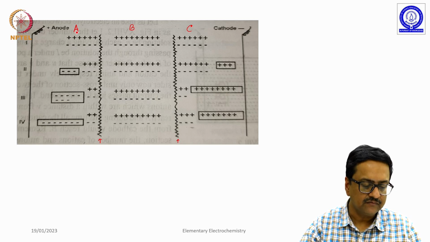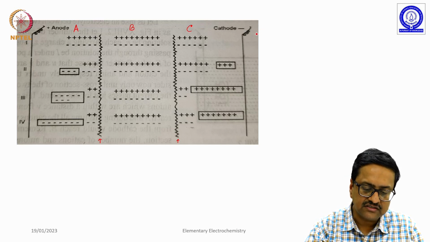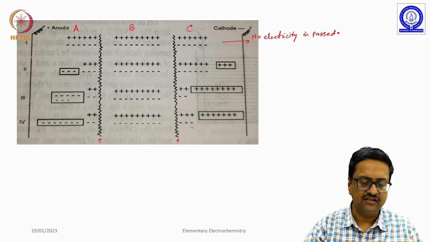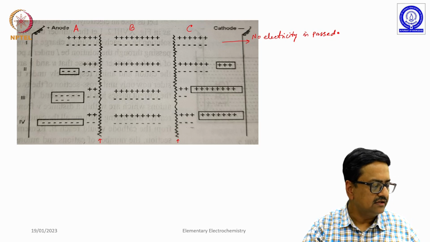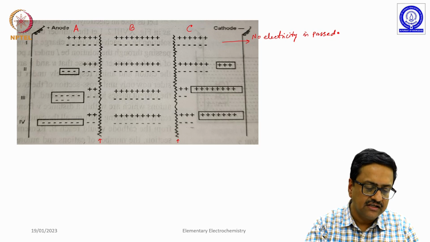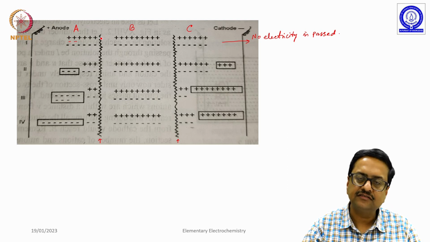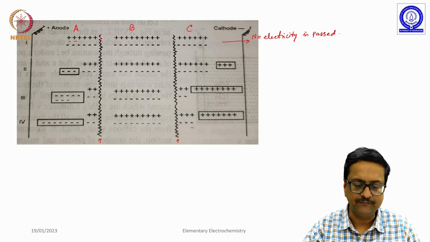B is the middle chamber, and when we have not passed any electricity, this is condition 1, no electricity is passed. In this condition, the concentration of ions in both the chambers, anode and cathode, is the same. There is no difference in the concentration. You can see that there are 6 cations and 6 anions in each of the left and right side chambers, that is chambers A and C.